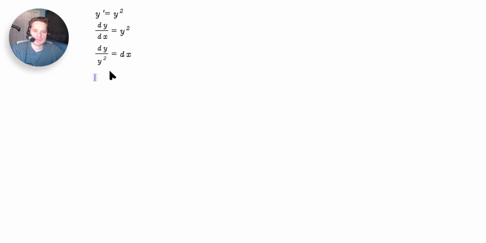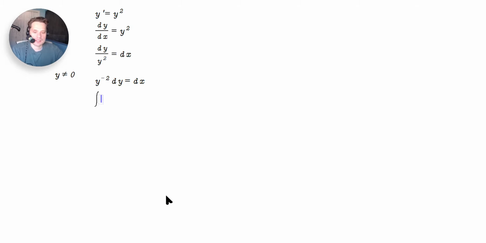Now on the left side, because y is in the bottom, we cannot have the condition that y is equal to 0. So y does not equal 0. Okay, so that's one observation. But then from there, we can just write it as y to the negative second dy is equal to dx. Then we can just anti-differentiate both sides.